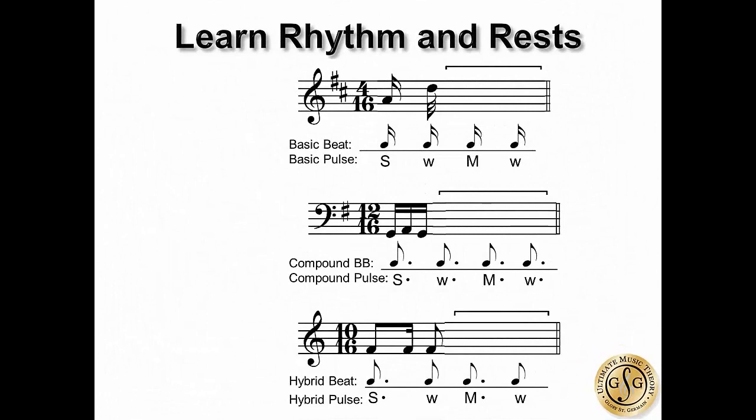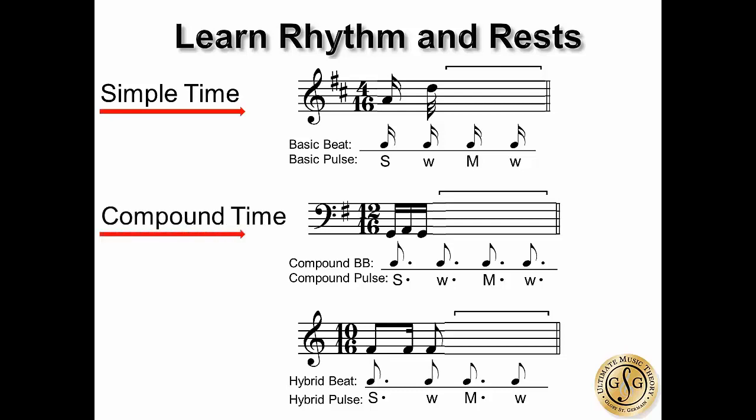When we learn rhythm and rest in simple time, we need to understand basic beat and basic pulse. What happens in compound time when we have a dotted compound basic beat and compound pulse? And in hybrid time when we have combinations of dotted and undotted hybrid beat and hybrid pulse? Well, this is where it gets a little more complicated.